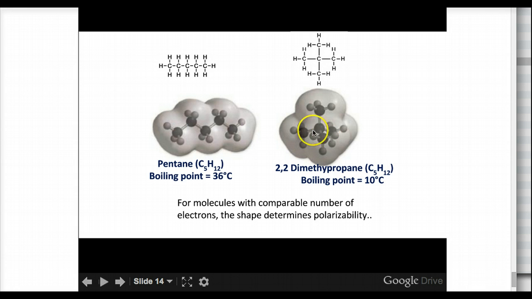In a circular shape, you can't create those dipoles as well. It still creates some, but not as well. It kind of makes sense. You have to be longer to create the poles. In a circle, it's harder to create those momentary poles. So shape is important. Everything's the same here. The number of electrons is the same, but being branched lowers my boiling point because it lowers my attractive forces, because electrons are not as polarizable.